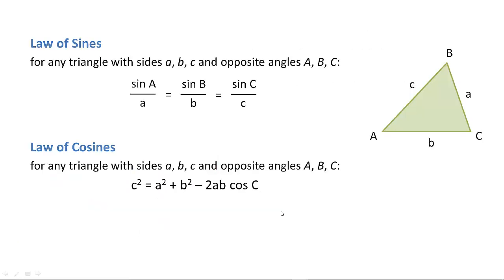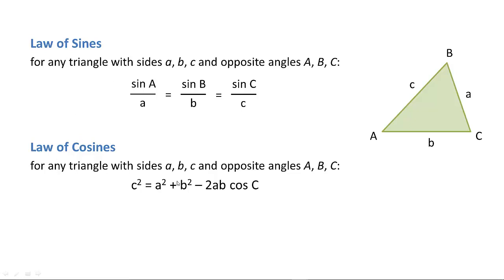Some other points here on sines and cosines. There are some laws and some identities that are really helpful and useful in solving problems. Here we have a triangle with angles uppercase A, uppercase B, uppercase C, and sides opposite those angles of lowercase a, lowercase b, lowercase c. The sine of A over a is equal to sine B over b is equal to sine C over c. So those three ratios are all equal to each other. That's the law of sines.